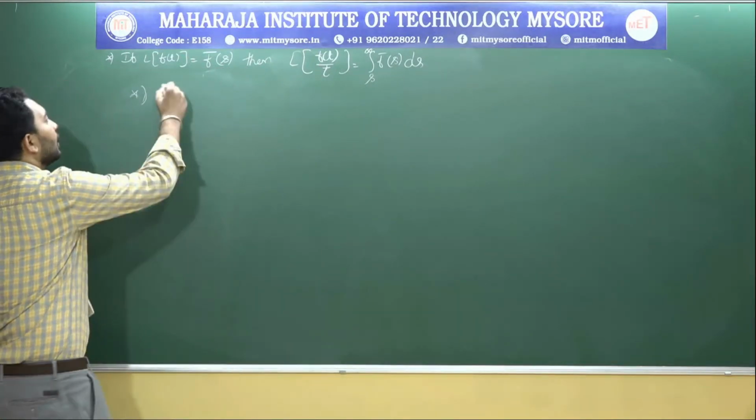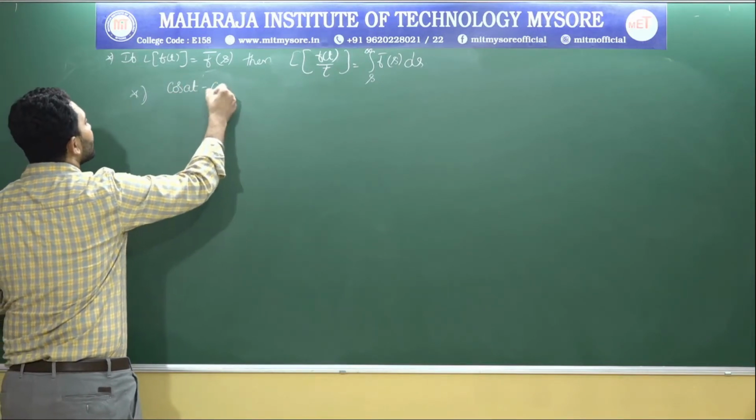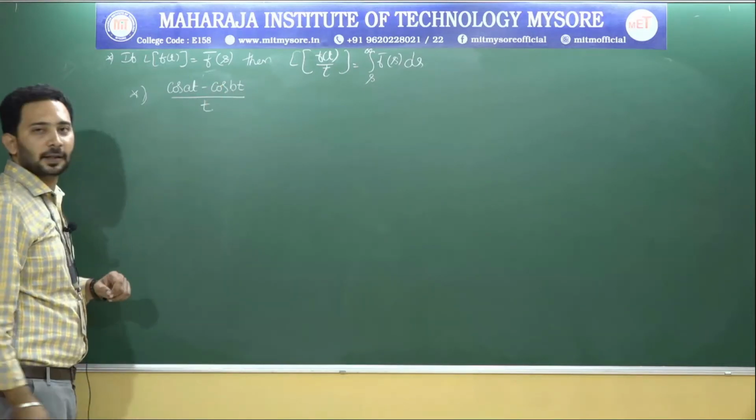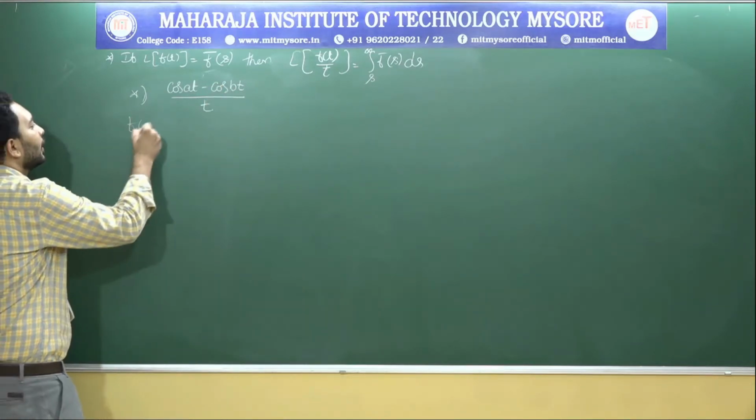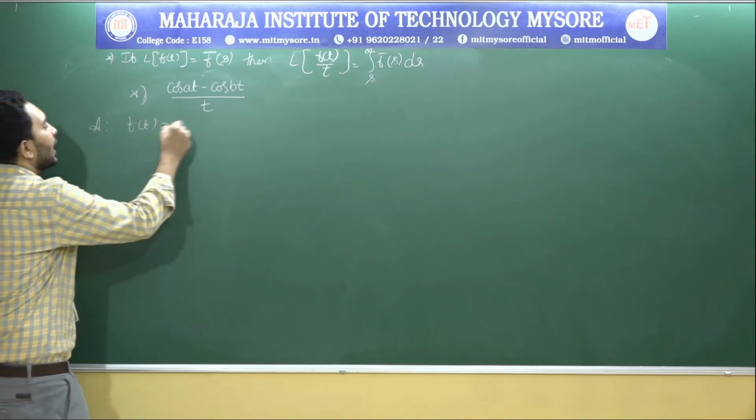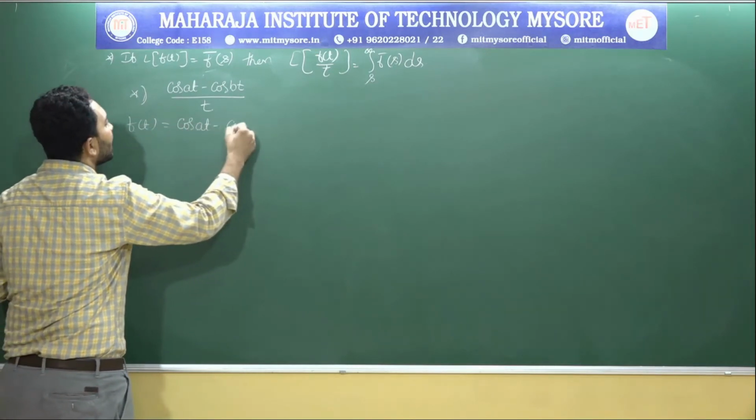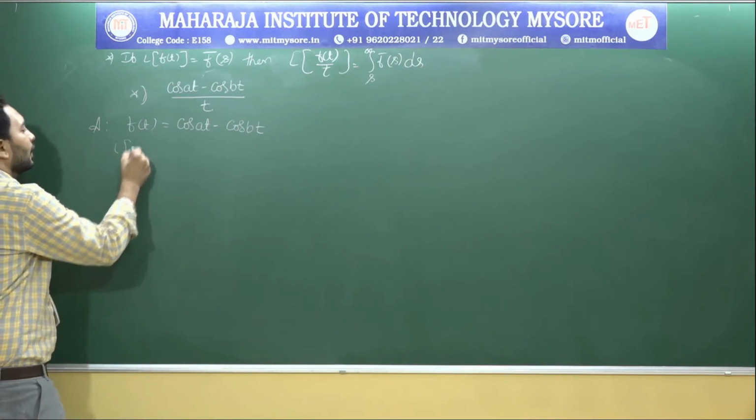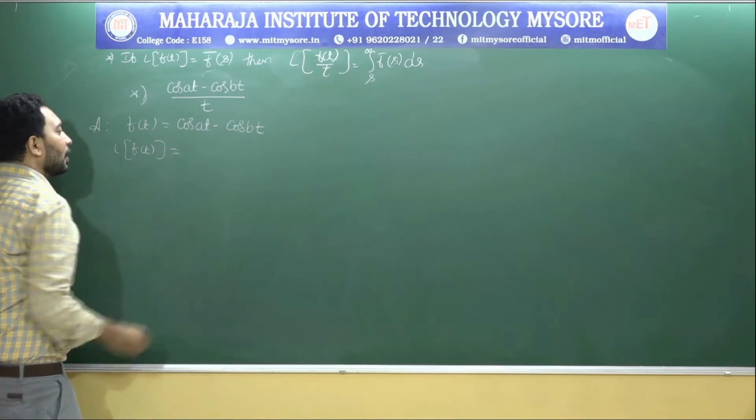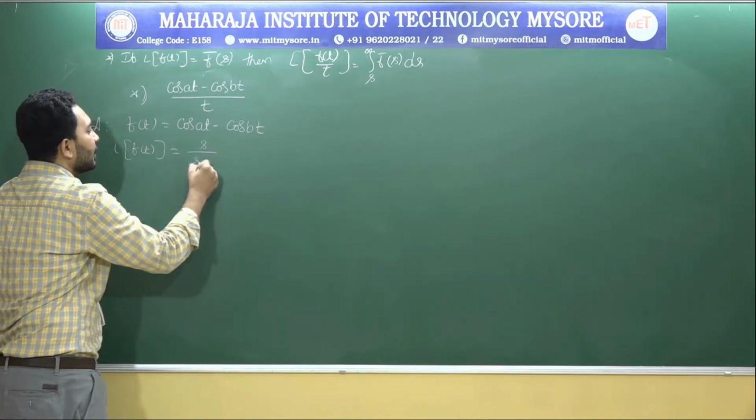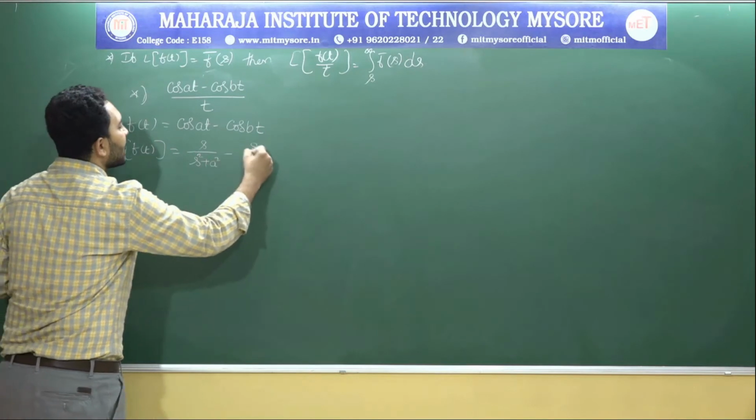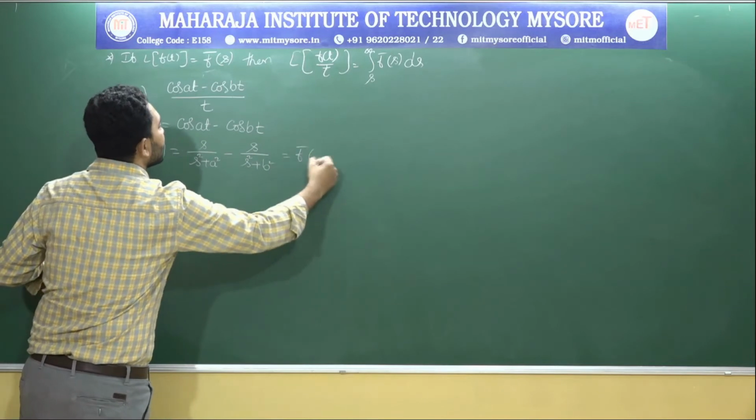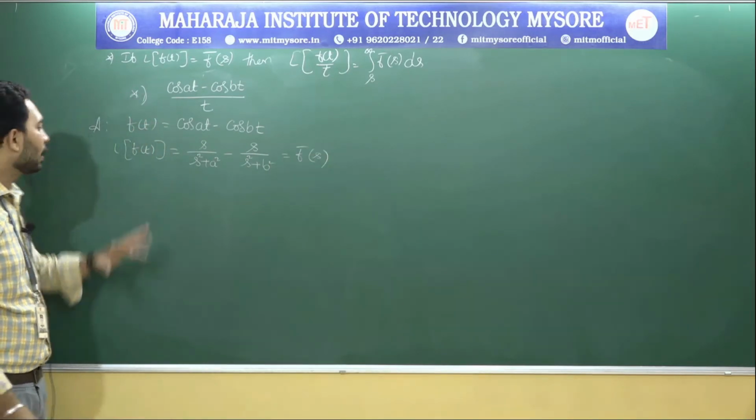Okay, next problem. Find the Laplace transformation for cos at minus cos bt divided by t. Solution: f of t is cos at minus cos bt. So what is the Laplace of f of t now? Laplace of cos at is s divided by s square plus a square, minus Laplace of cos bt, s divided by s square plus b square. This is our f bar s now.